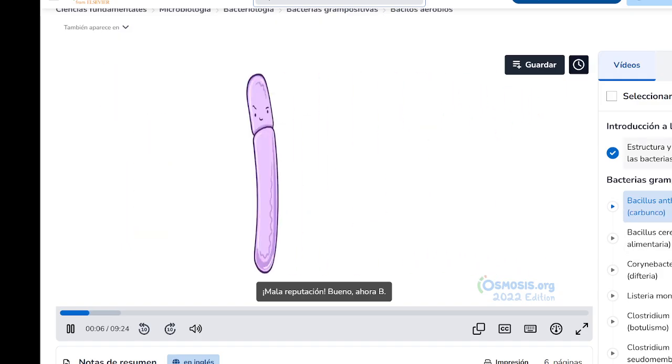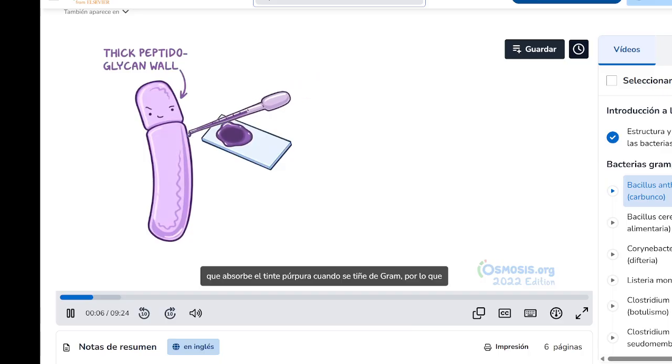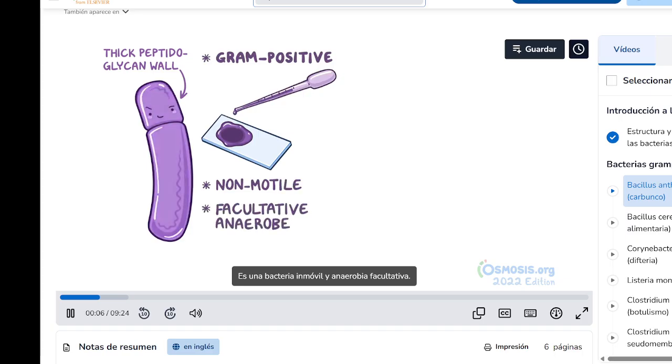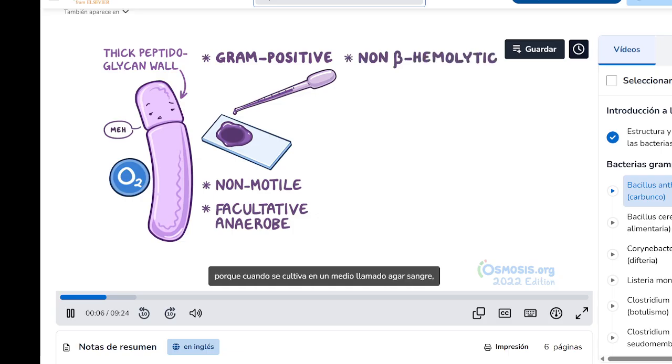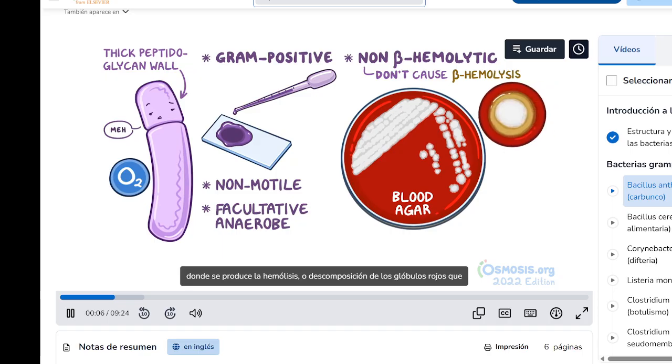Okay, now B. anthracis has a thick peptidoglycan cell wall, which takes in purple dye when gram-stained. So this is a gram-positive bacteria. Also, it's a non-motile bacteria and a facultative anaerobe, meaning it can survive with or without oxygen. B. anthracis is also a non-beta hemolytic bacteria, because when cultivated on a medium called blood agar, B. anthracis colonies don't cause beta hemolysis, where hemolysis, or breakdown of the red blood cells that surround the colonies, makes the blood agar change color from red to transparent yellow.